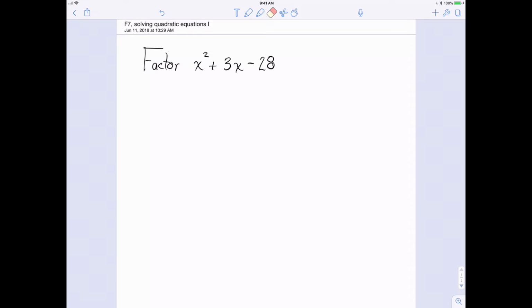Hi, this is Tom, and we're going to begin factoring x squared plus 3x minus 28. But the real goal today is to solve quadratic equations, but before we can solve them, we need to remember how to factor. So let's just do a quick review, and a quick review would tell us that what we would do is we'd play the game.